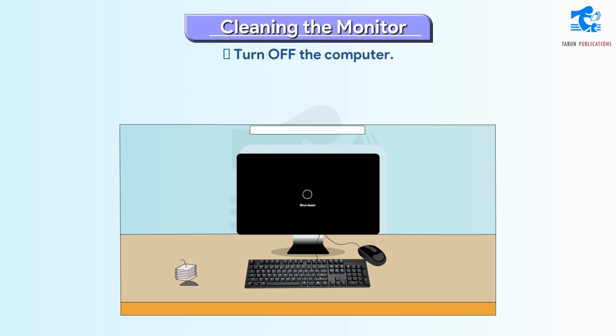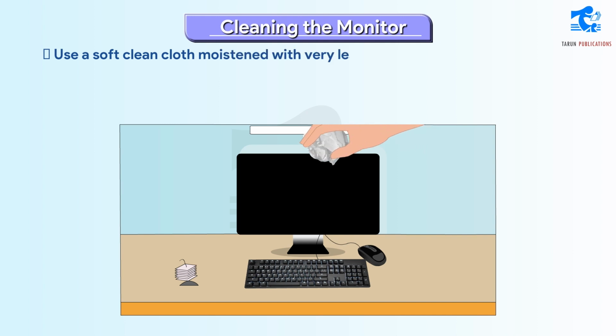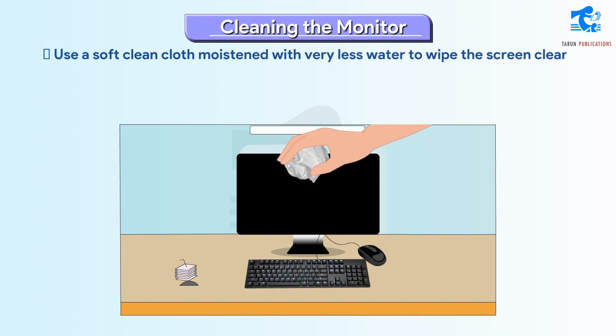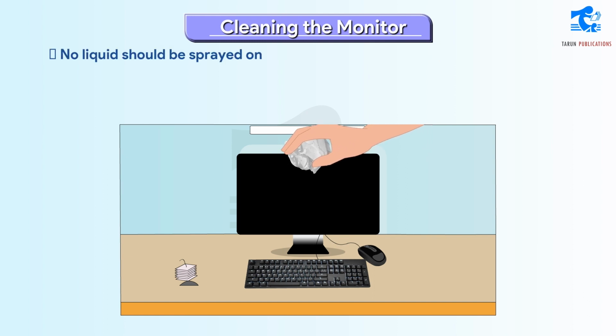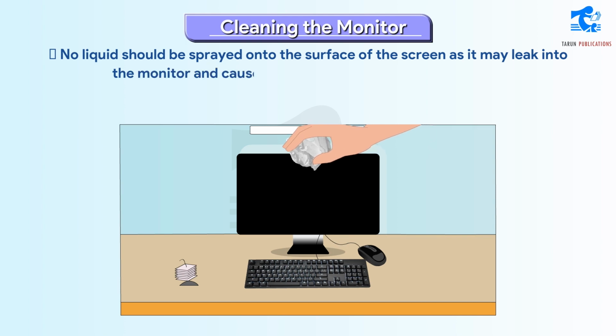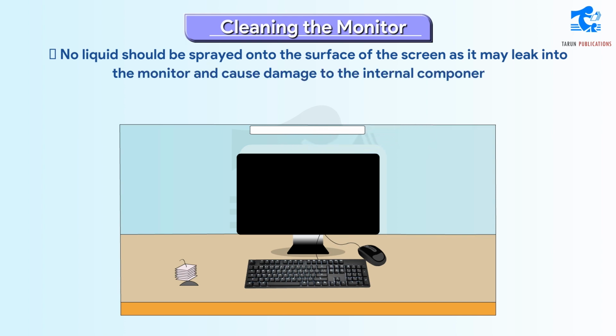Turn off the computer. Unplug the monitor from the power. Use a soft, clean cloth moistened with very little water to wipe the screen clean. No liquid should be sprayed onto the surface of the screen as it may leak into the monitor and cause damage to the internal components.